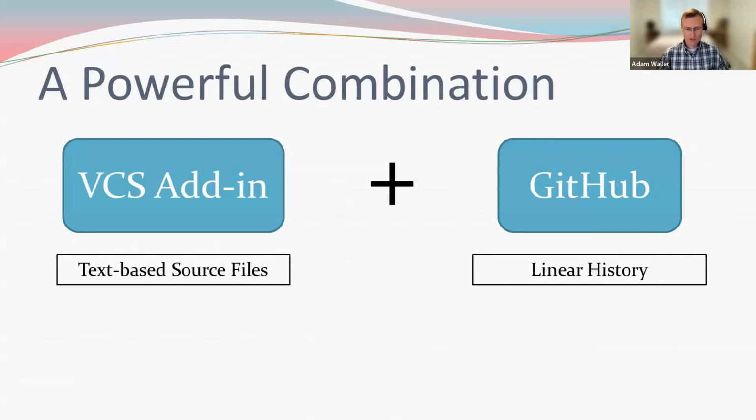So just to boil it all down at a high level, we have this combination of the Access Add-In, which generates text-based source files for your entire database project. Instead of being this black box of mystery inside, we have text files that represent every single component that comprises that database. And then you add that to a VCS service like GitHub, and that's what gives you your linear history of being able to see what changed over time.